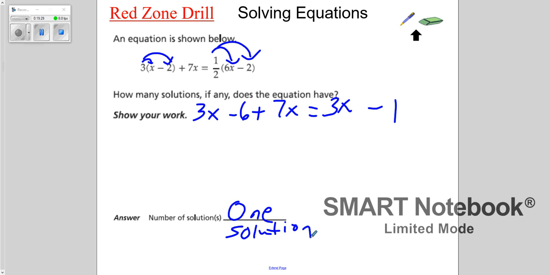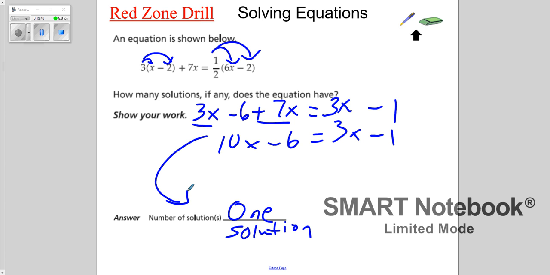Remember we said there's a lot of different ways you can do this. One would be to combine like terms. So then you'd have 10x minus 6 equals 3x minus 1. And again, you could stop there and just say there's 1 solution. Once there's different variables on both sides, 10x, 3x, you could stop and say 1 solution. Or we can get the variables together. You do minus 3x to both sides. So you get 7x minus 6 equals negative 1. Add 6 to both sides. 7x equals 5. Divide by 7. X equals 5 over 7.